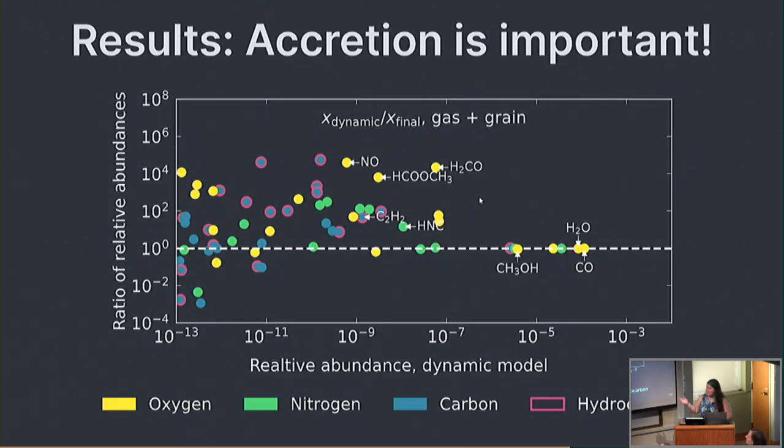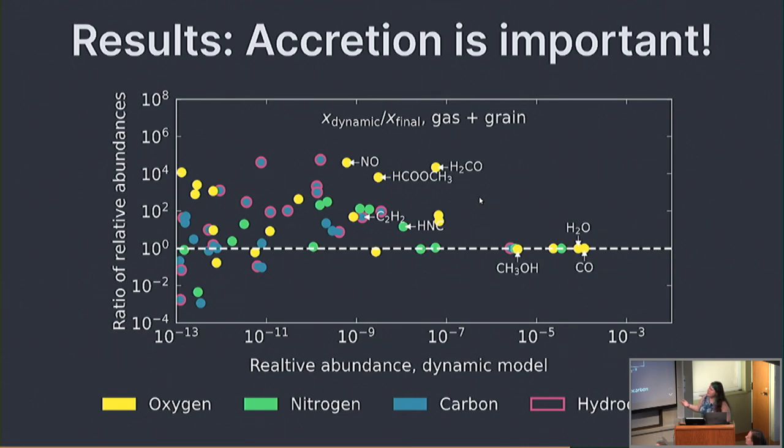I'm just going to flash up this panel of results, and I don't want you to be too nervous. There are a lot of points. But in our study, we found that accretion is really important. I'm showing here, as a function of relative abundance in a dynamic model, the enhancement or depletion. Enhancement is above this dashed line, and depletion is below, compared to a model that had no accretion.